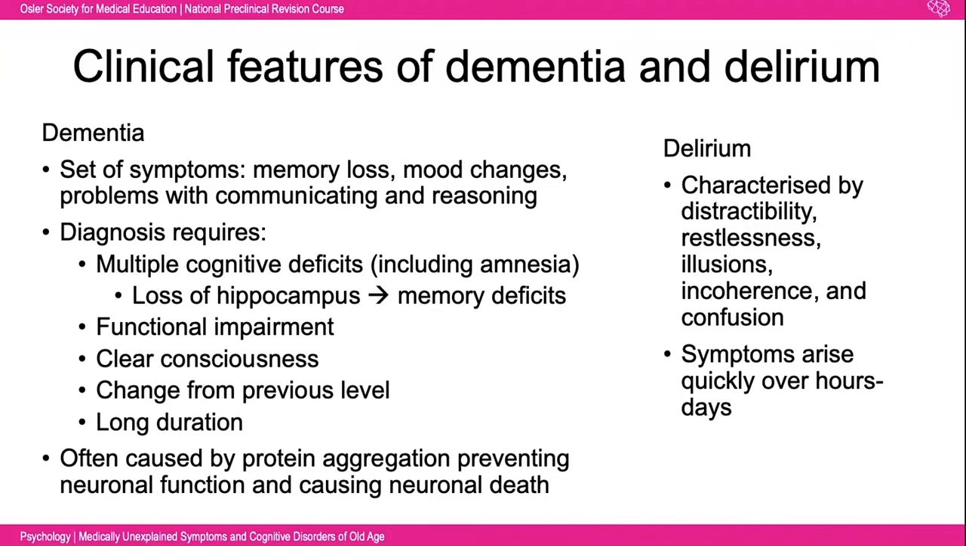Dementia is quite different to delirium, although they're often confused. So in delirium, the symptoms arise quickly over a matter of hours or a few days, in contrast to the symptoms of dementia, which come on slowly over a period of months or years. Delirium is characterized by distractibility, restlessness, illusions, incoherence, and confusion.